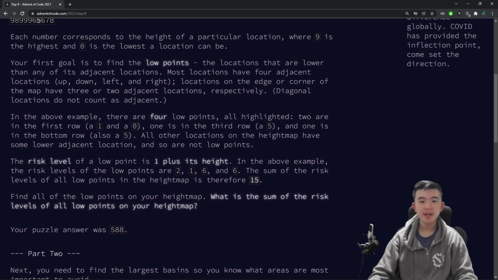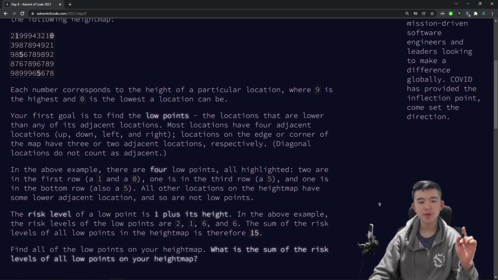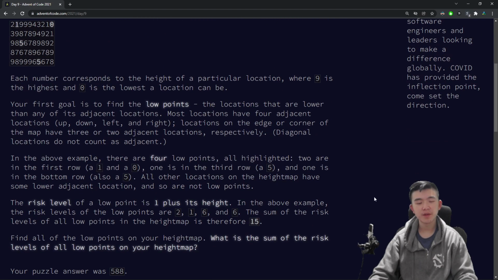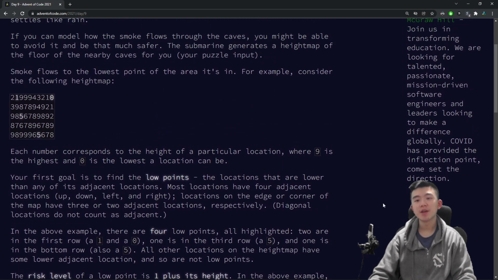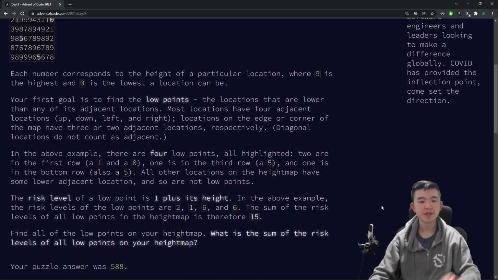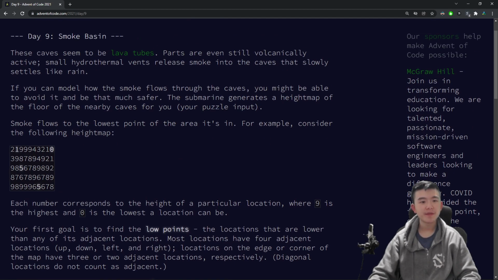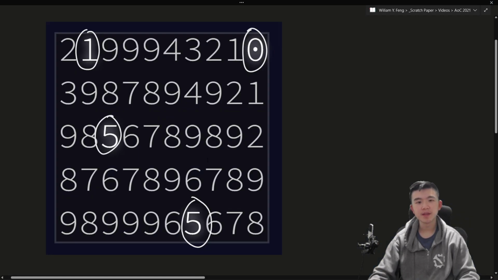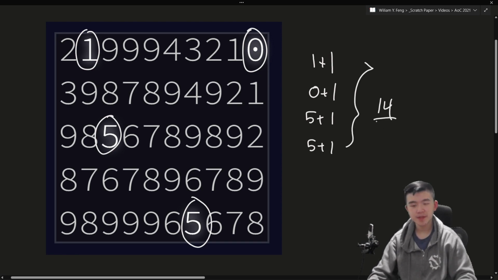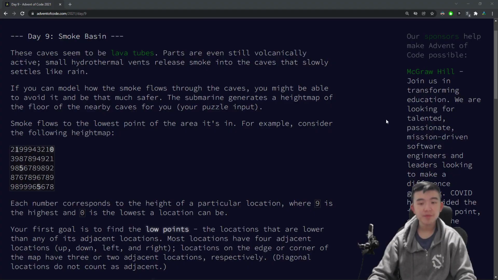The task for part 1 is to find the total risk level of all low points. Also, I should provide some context here. Low points are dangerous because hydrothermal vents release smoke that flows into the low points because, you know, gravity and stuff. So we have to find the sum of all the heights of the low points plus 1. So in this case, that would be 1 plus 1, 0 plus 1, 5 plus 1, 5 plus 1. And in total, this produces 14. So, 15. So that would be our answer.